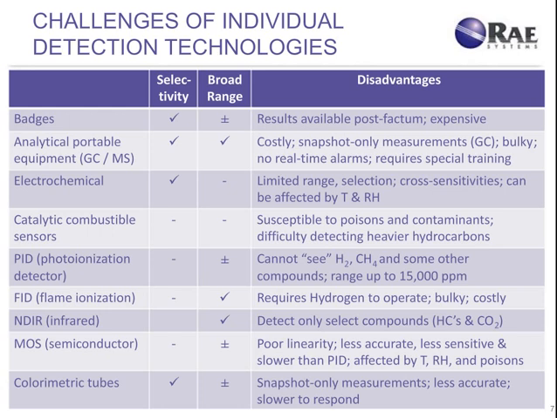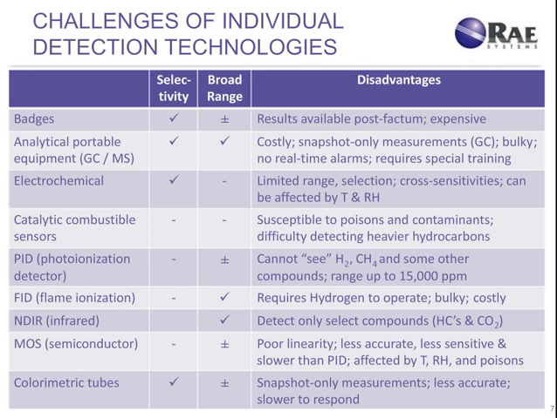Now, flame ionization detectors are also a broadband tool. They're not selective to a particular compound. They would rather say that there is something in the air. They're broad in range, but they require a hydrogen cylinder to operate because the flame that's used to ionize the chemical is basically a hydrogen flame. They're bulkier than PIDs, for example, and they're costly. Non-dispersive infrared sensors used in portable equipment are limited in terms of the range of compounds that they can detect, mostly used for hydrocarbons and carbon dioxide. They're fairly broad in range as well.